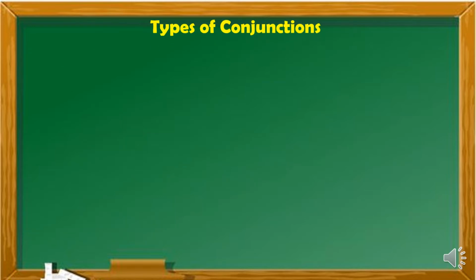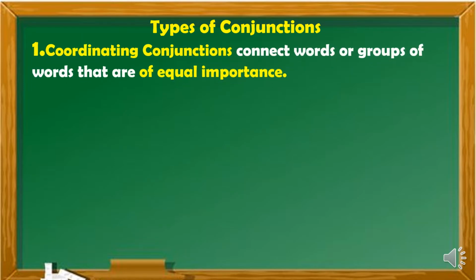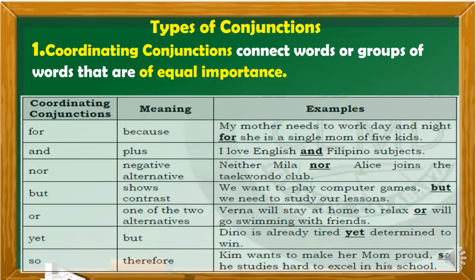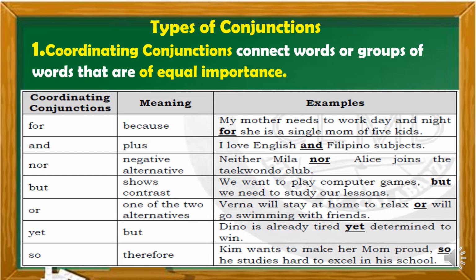There are types of conjunctions, and the first one is coordinating conjunctions. Coordinating conjunctions connect words or group of words that are of equal importance. And here are the examples of coordinating conjunctions. We have for, meaning because.